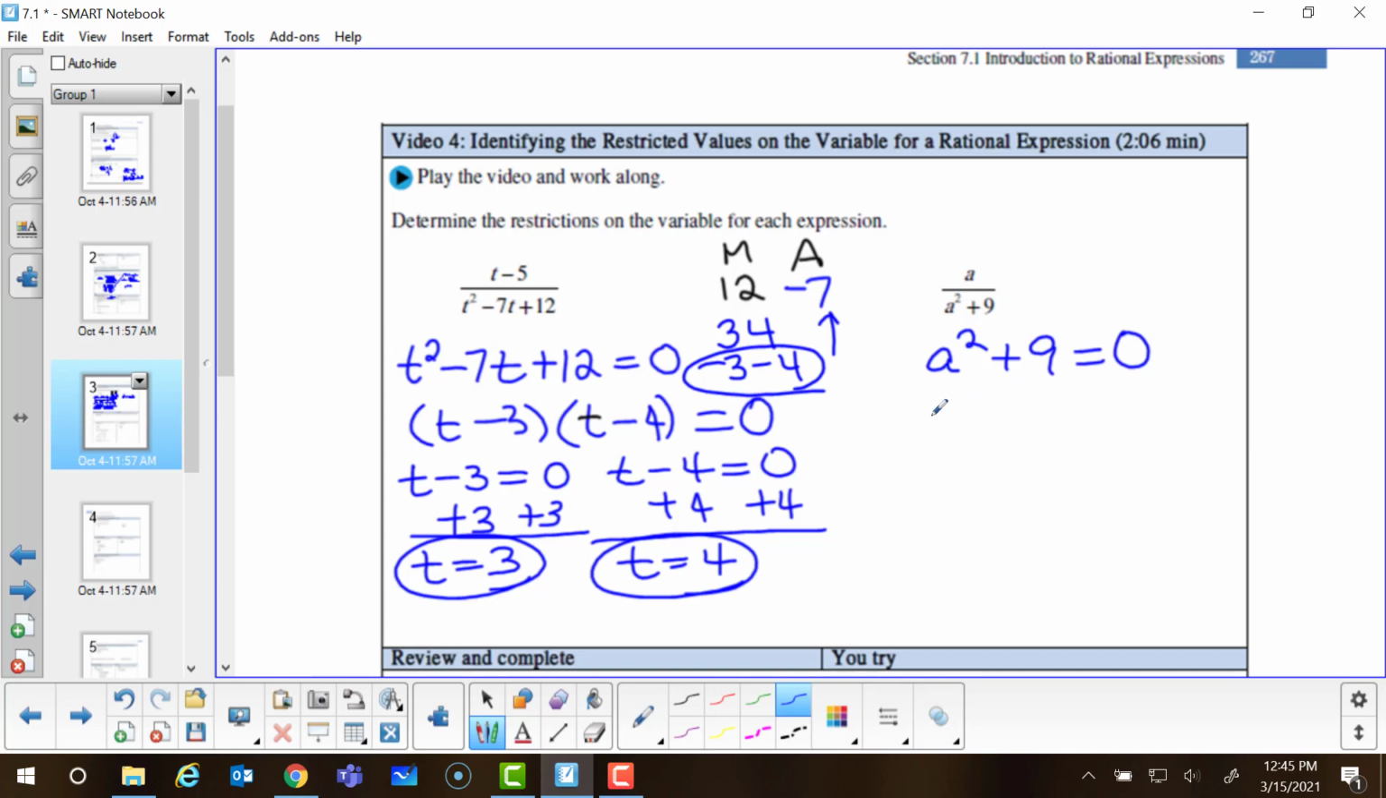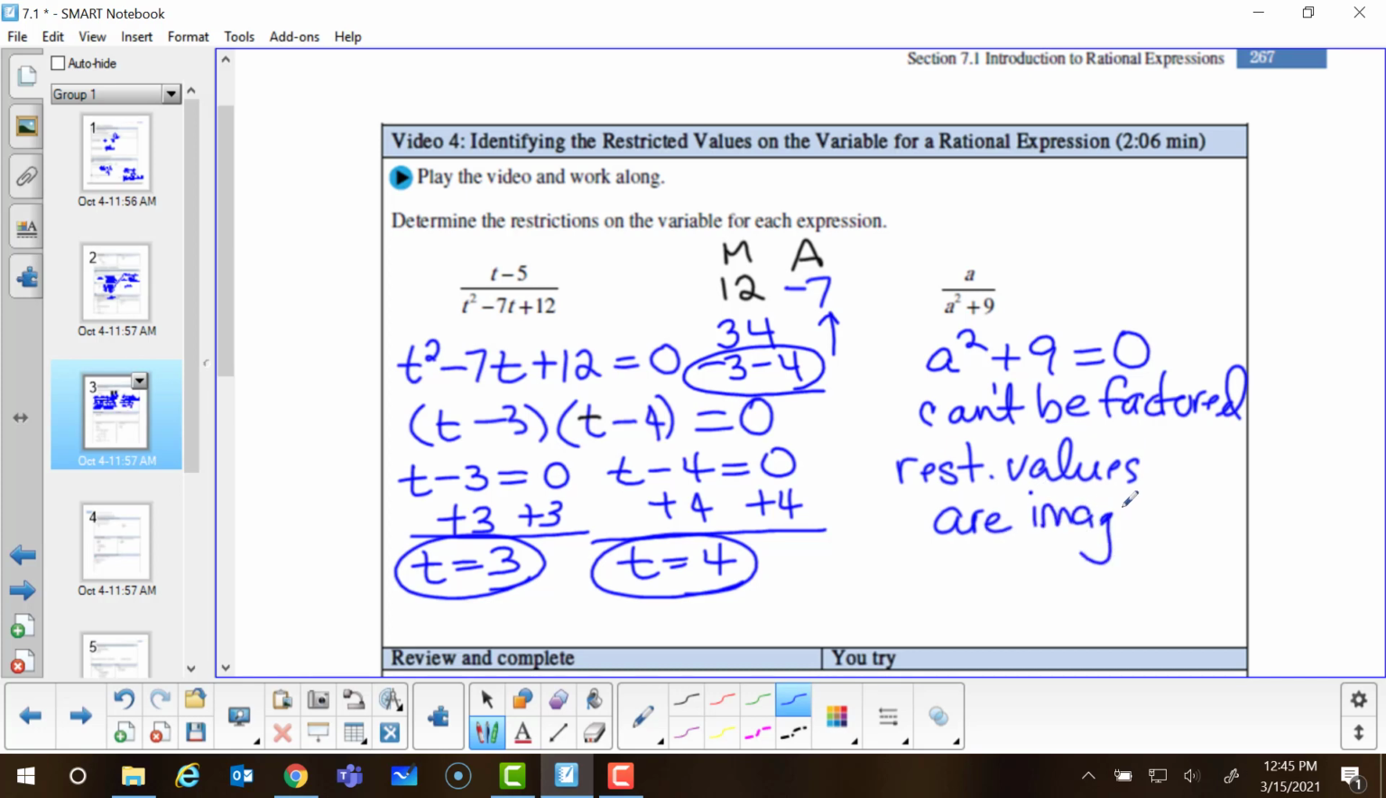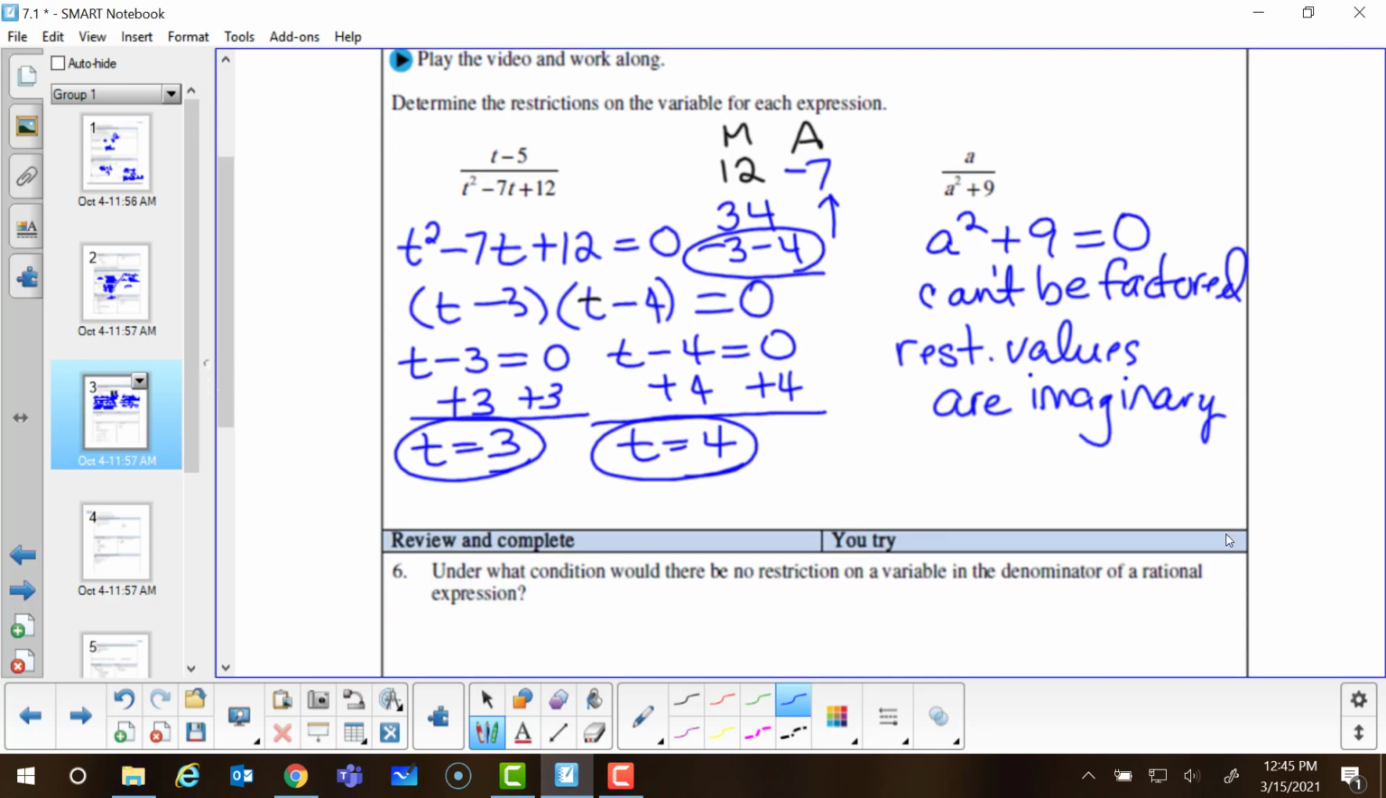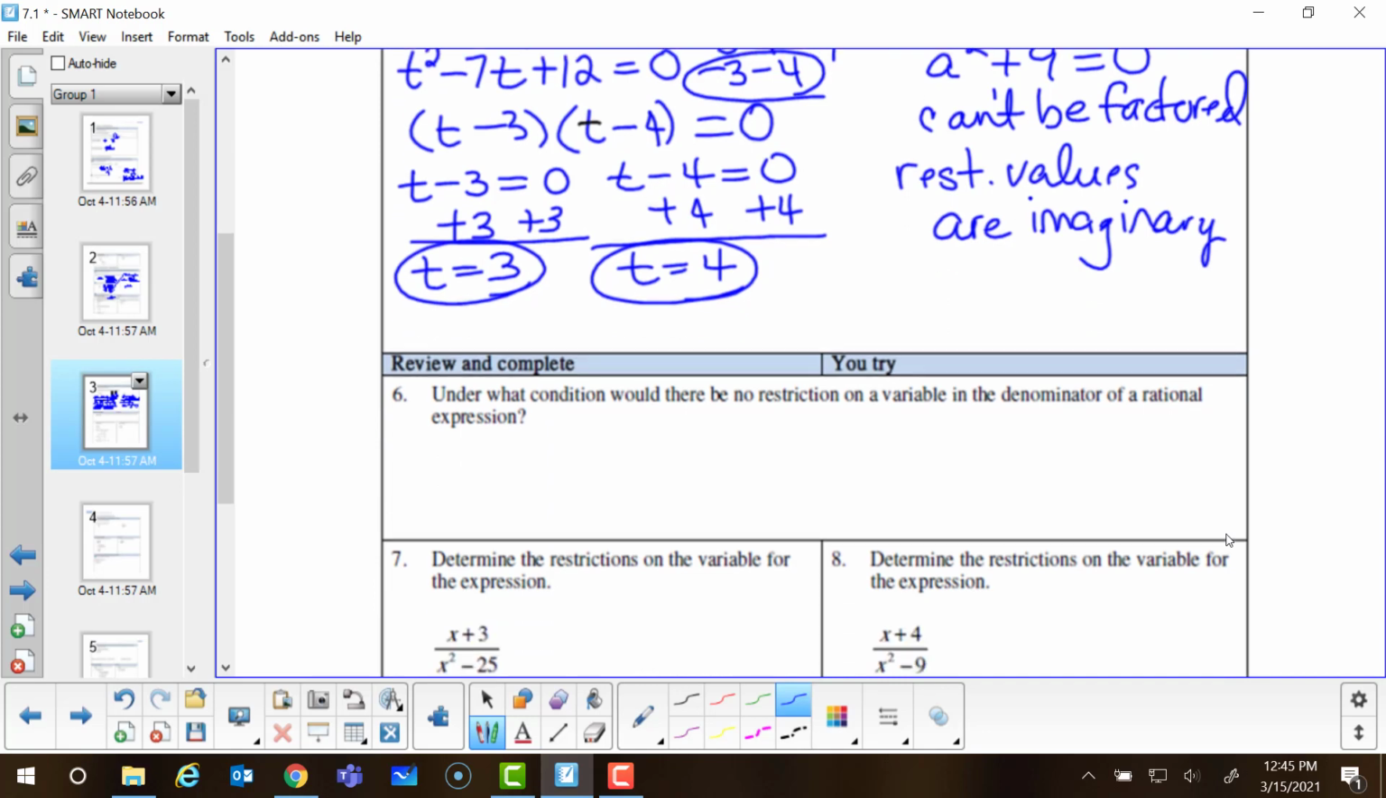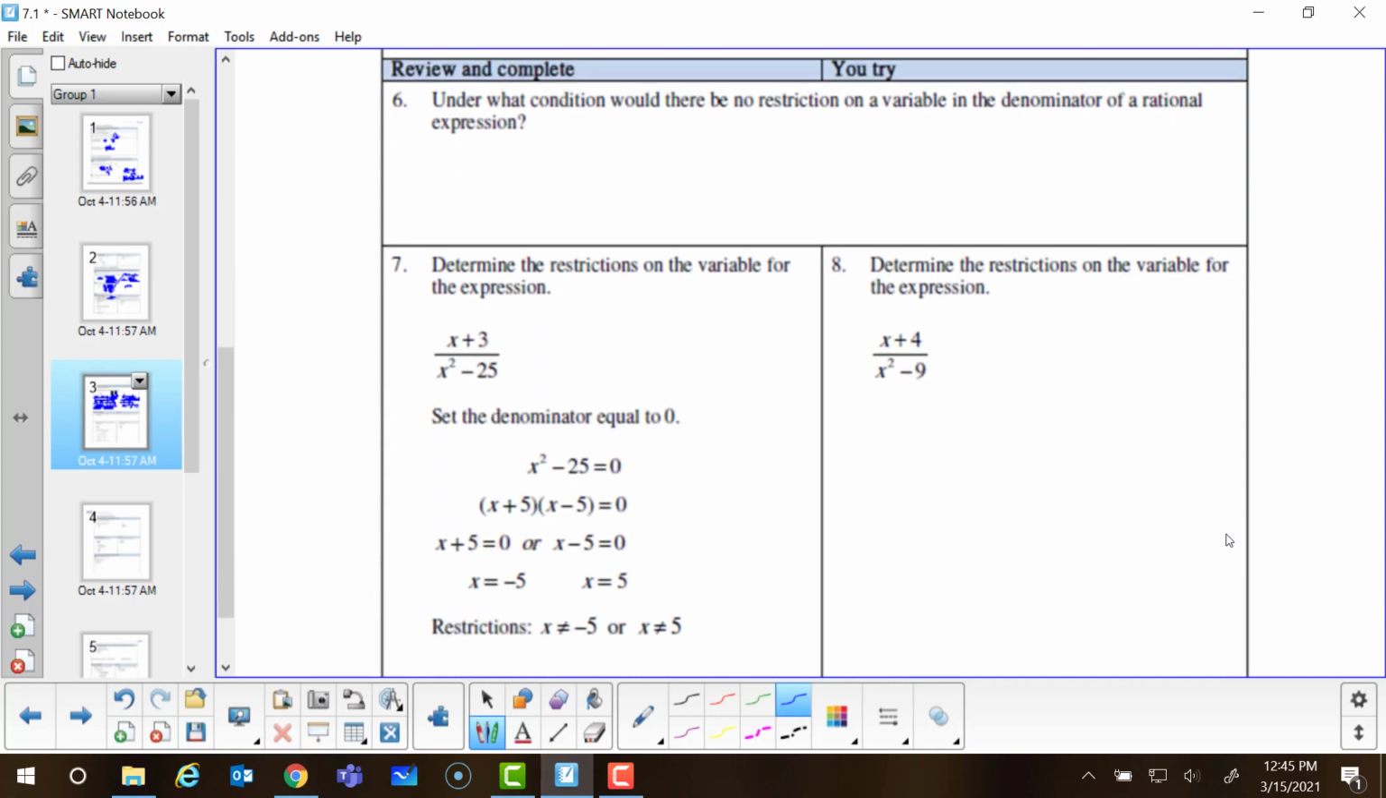Can't be factored because it is the sum of 2 squares, not the difference of 2 squares. So that means that the restricted values are imaginary. We'll talk more about imaginary numbers later on, but they're not real numbers because you couldn't factor that one. All right, so now let's look at this one at the bottom.